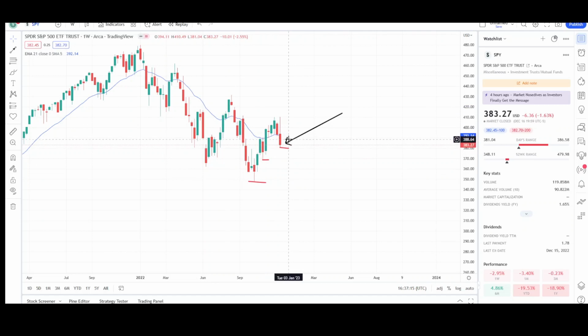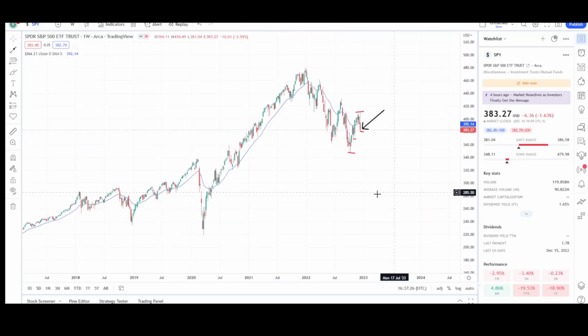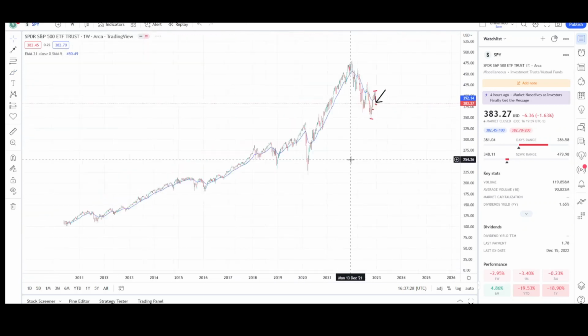I think as long as we stay below this EMA is a good sign. Now, if we see a break above it, then this was a failed breakout and probably going to be taken out on this peak right here at the 410, 411 level. I doubt that will occur, but it is a possibility. Now let's take a look at the overall pattern.